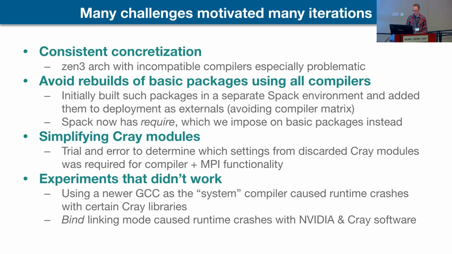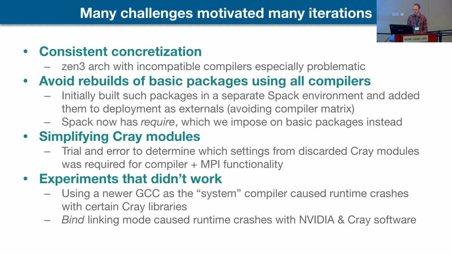Consistent concretization, I think I've mentioned multiple times, has been a challenge. In particular, the Milan architecture specification is incompatible with the system compiler, GCC 7. It doesn't have a Zen 3 architecture specification. So when Spack tries to do that, if we ask it to, it's going to have to go back to a Zen 1 architecture, which is the newest one that it supports. And this creates all sorts of inconsistent concretization in my experience. So now we've simplified that and do a least common denominator.